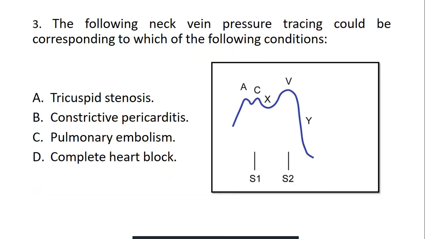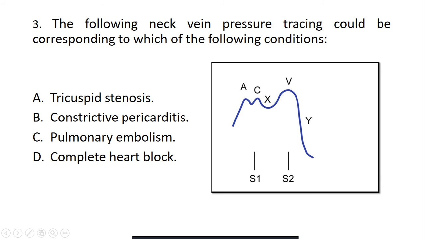Now, let's go through tracings. The following neck vein pressure tracing could be corresponding to which of the following conditions? Here we go. What do you notice? Where is the problem? A, C, X, V, Y. A is normal, C is normal, X is normal, V no problem, not raised that much. Y is very deep. What is the most common and only reason for having a deep Y descent? It's constrictive pericarditis.